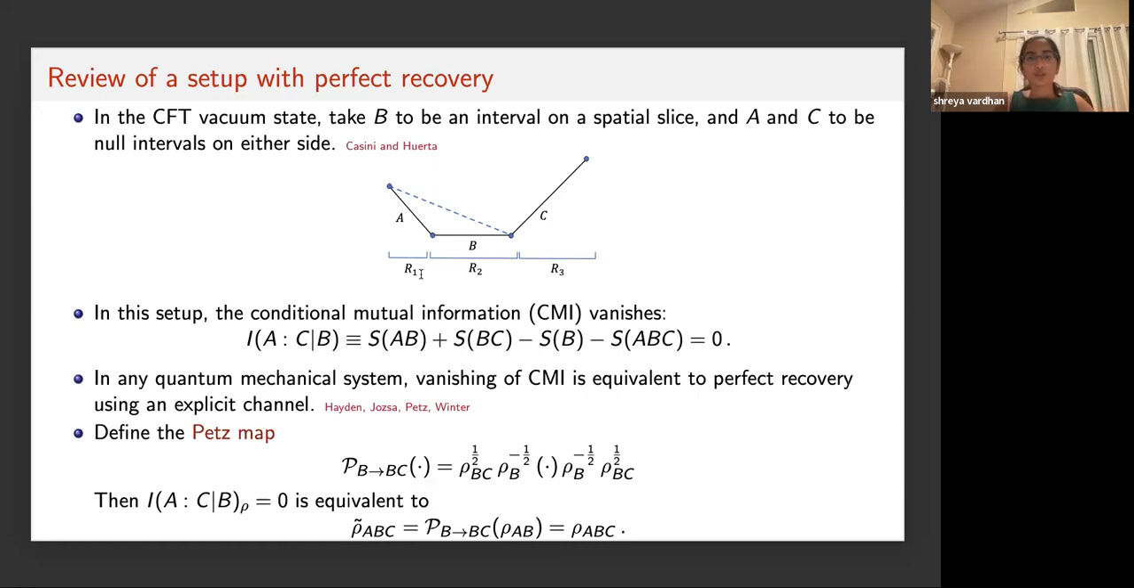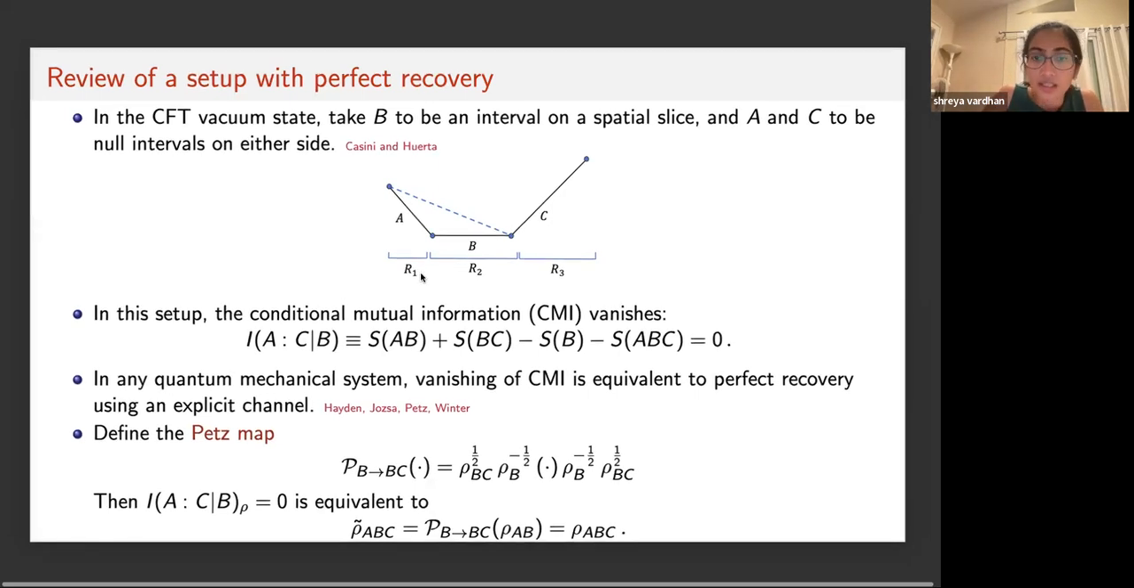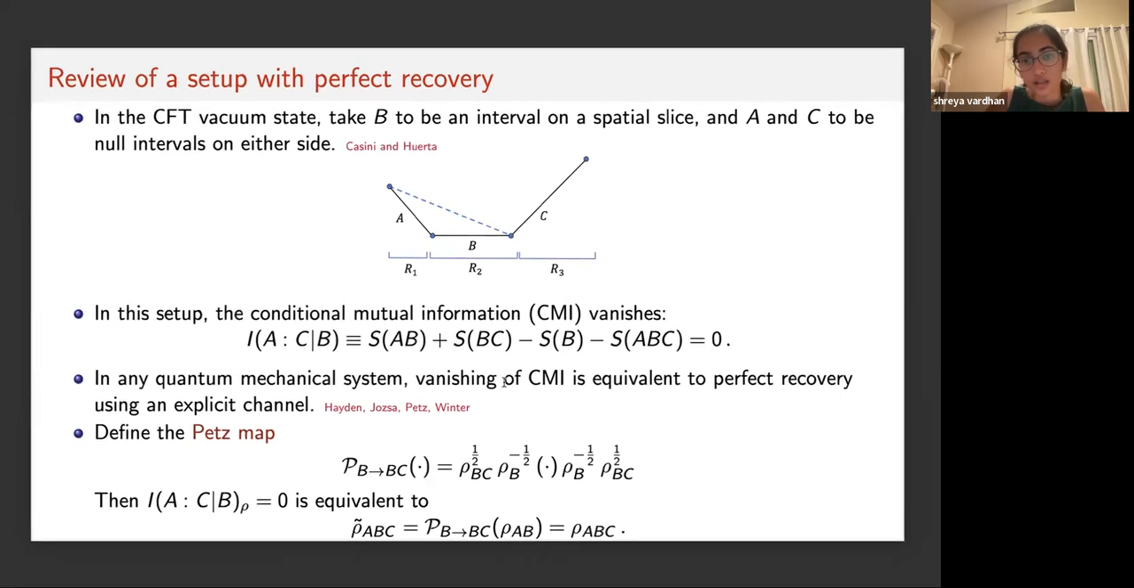Okay, so in this specific setup, you have the very special property that if you look at a quantity called the conditional mutual information, which is defined as this particular combination of the entropies, then this is exactly equal to 0 for any lengths of these A, B, and C. Okay, and it's simple to see this.